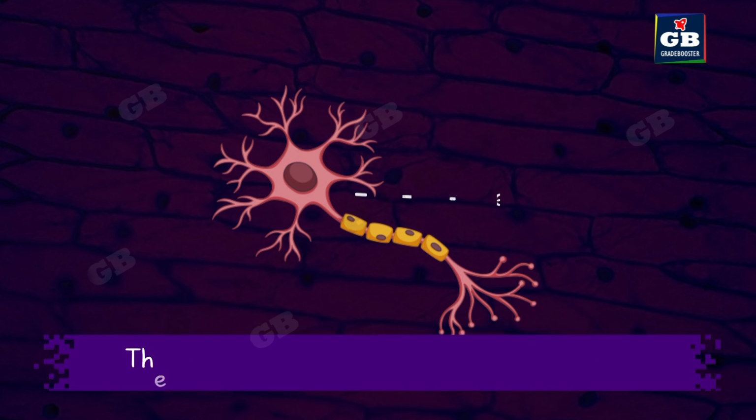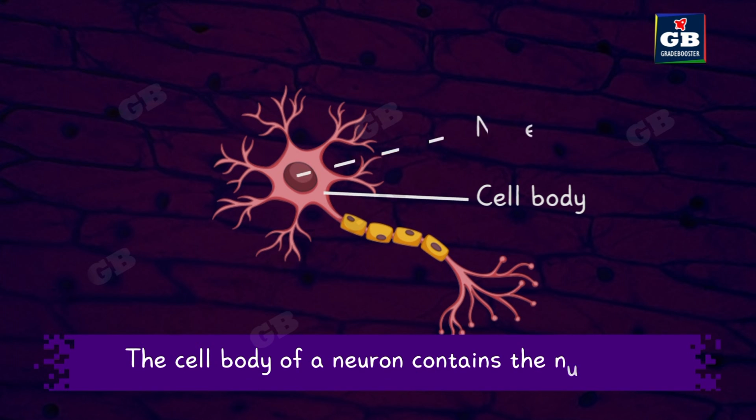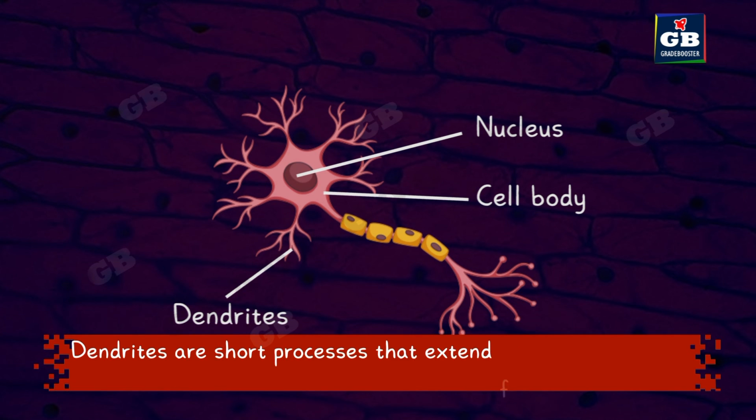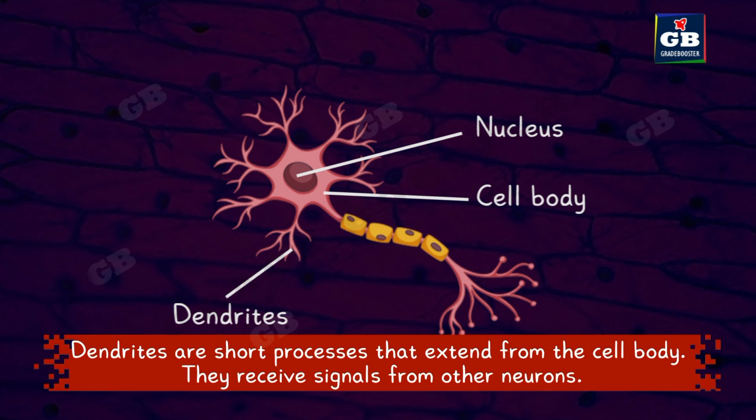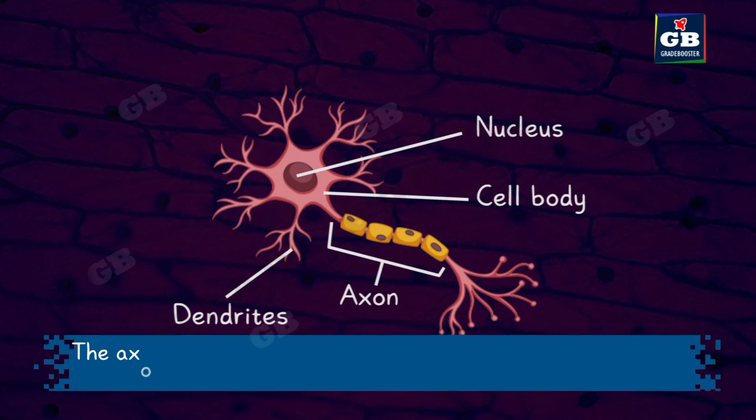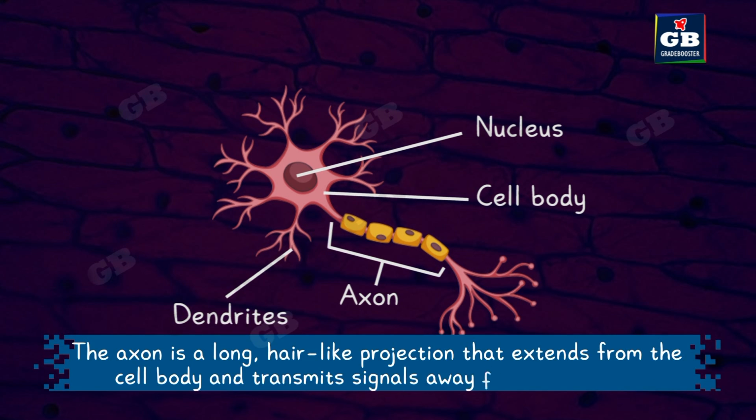Cell body. The cell body of a neuron contains nucleus. Dendrites. Dendrites are short processes that extend from the cell body. They receive signals from other neurons. Axon. The axon is a long hair-like projection that extends from the cell body and transmits signals away from the neuron.